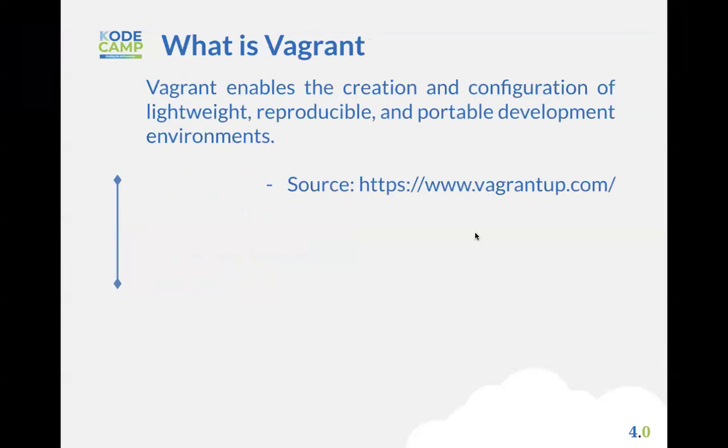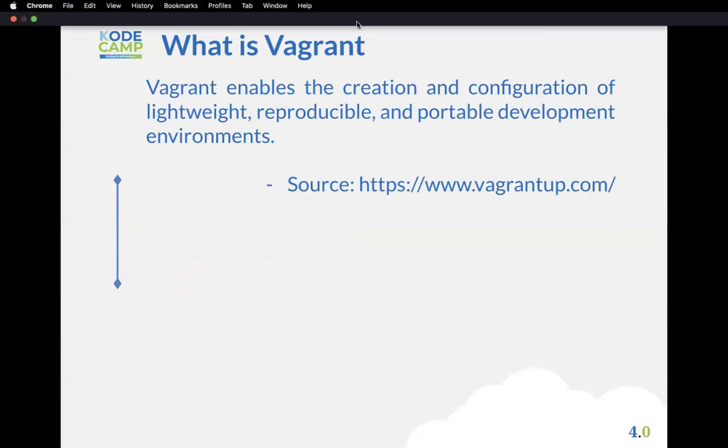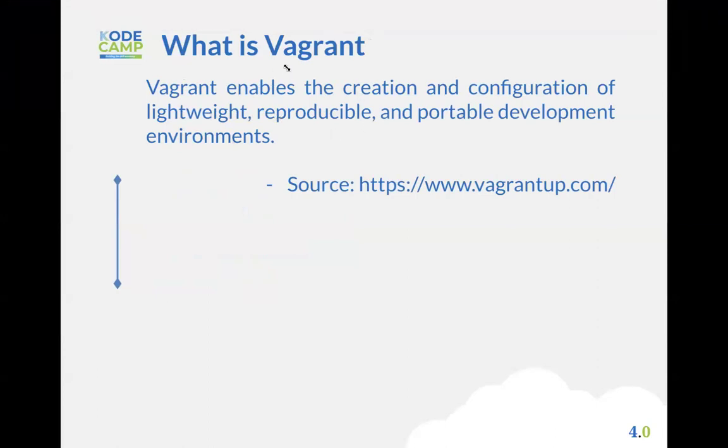So very quickly, what is Vagrant? Vagrant is a tool that was created by HashiCorp. Most of us might know HashiCorp. They are the ones that created the Terraform tool, which is a tool for provisioning and infrastructure support. So they have various tools that they have created.